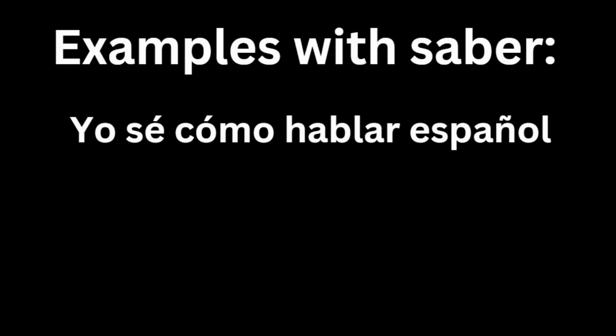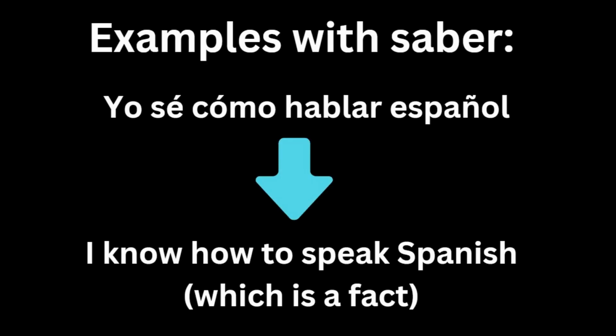For instance, if I say a sentence like, yo sé cómo hablar español, I'm factually saying that I know how to speak Spanish because it's a language that I've mastered over time, and now I know how to speak it. Just like with the verb ser, you cannot change any factual traits about oneself, the same way you cannot forget the factual information you know or know how to do.